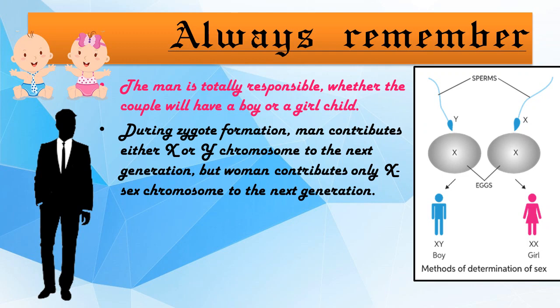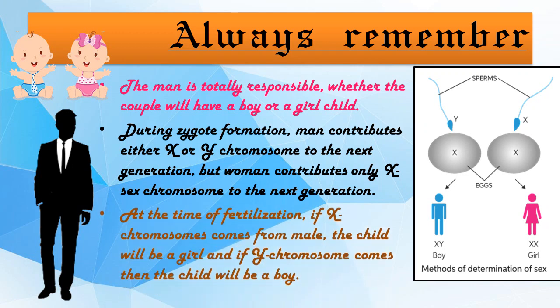Sorry, it is not a sperm, it is a chromosome. When an X chromosome unites with the X cell, a girl child will form. At the time of fertilization, if the X chromosome comes from the male, the child will be a girl, and if the Y chromosome comes, then the child will be a boy. So student, the mother is not responsible for the sex of a child, but the man is totally responsible for determining whether the baby is a boy or a girl.